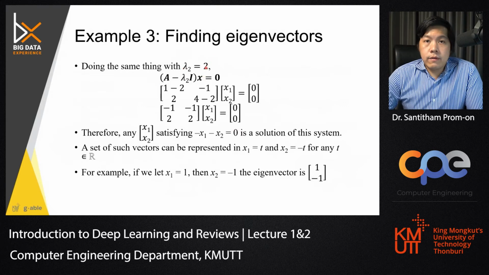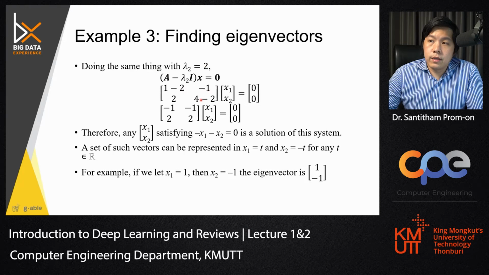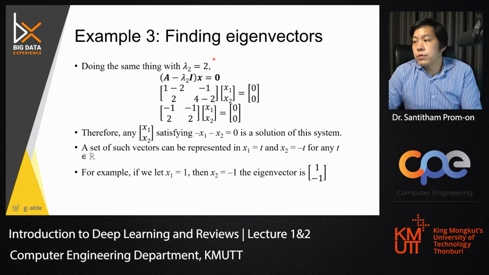Another eigenvector can be found by substituting lambda 2, which is 2, into the equation. Then we get 1 minus 2, and minus 1, 2, 4 minus 2. Then you get a relation like this, which means that x2 equals minus x1. If x1 is 1, x2 is minus 1. So that means the eigenvector is 1 and minus 1 for the eigenvalue of 2. Okay.